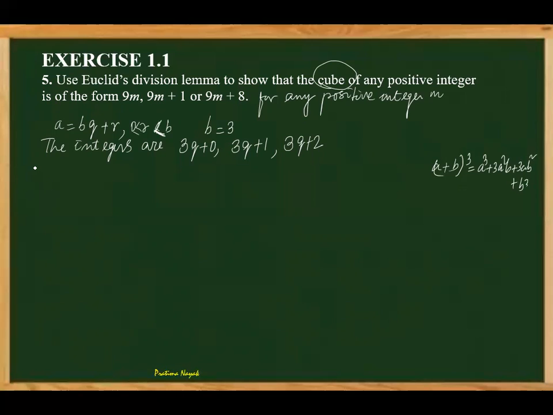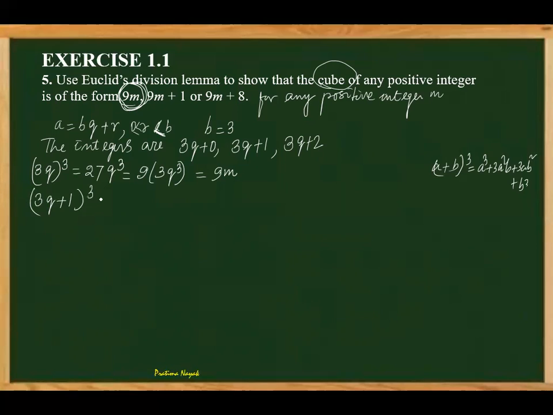So first is 3q cube. It is simple. It will be 27q cube. I'll prove that it will be in the form of 9m, a multiple of 9. So take 9 common. How much will be left? 3q cube is left. So it will be 9m. Proved the first one.